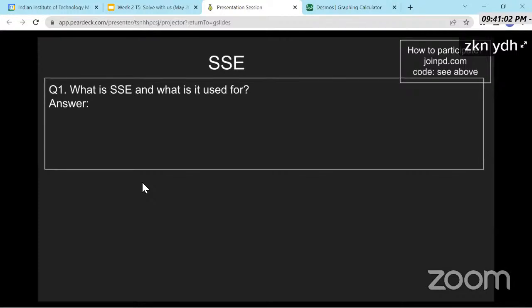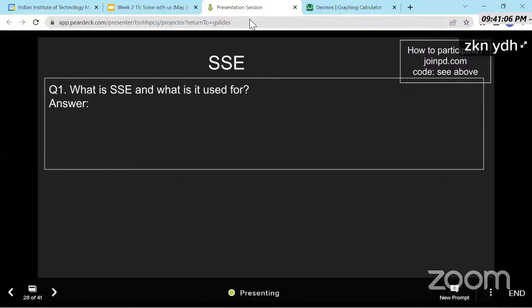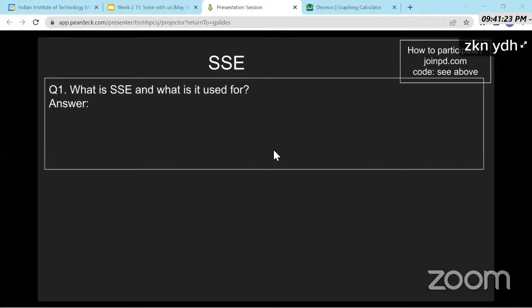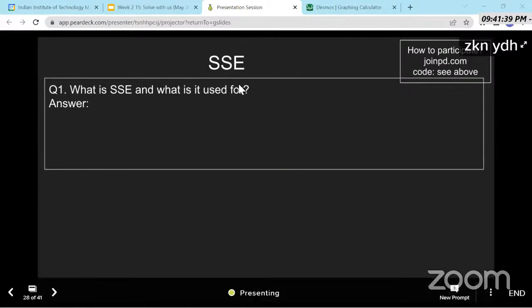Okay. So what is SSC and what is it used for? Somebody tell me, at least one of you. The SSC stands for sum squared error. Sir, I just know sum squared error. What is it used for? It's used to find the least value, sir. Minimum value, the least and best value. Best fit line, best fit curve. All right.